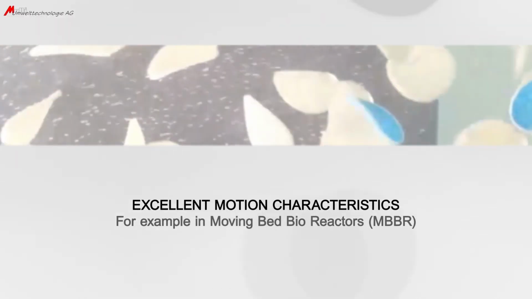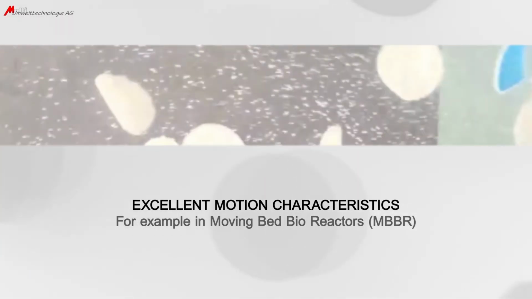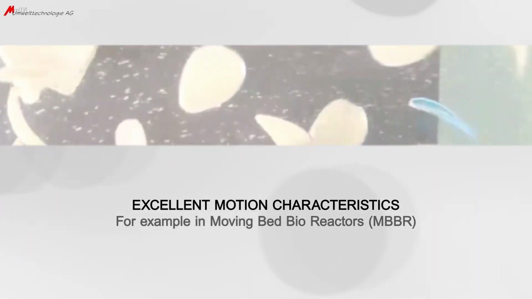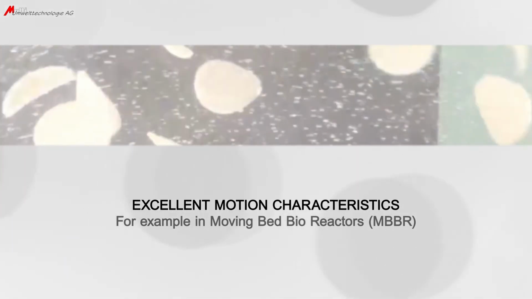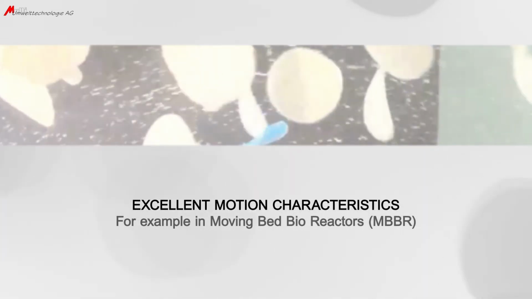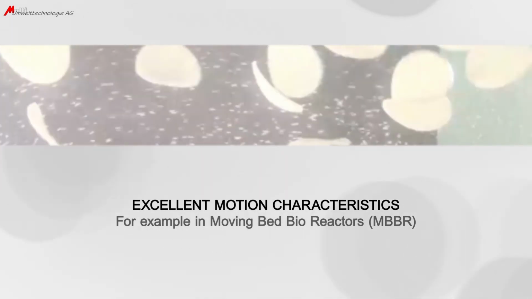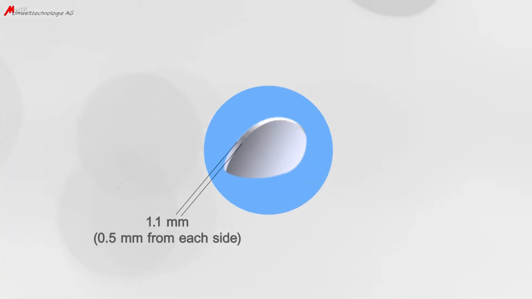Due to their specific shape and the light weight, the Mutag BioChip carriers provide excellent motion characteristics, and once the carriers collide with each other or with the tank wall, any excess biomass which is trying to grow out of the pores will be sheared off, the so-called self-cleaning effect. Consequently, the biofilms are permanently kept at a thickness of 0.5 mm from both sides, whereas an optimal biofilm layer thickness and optimal diffusion is attained.